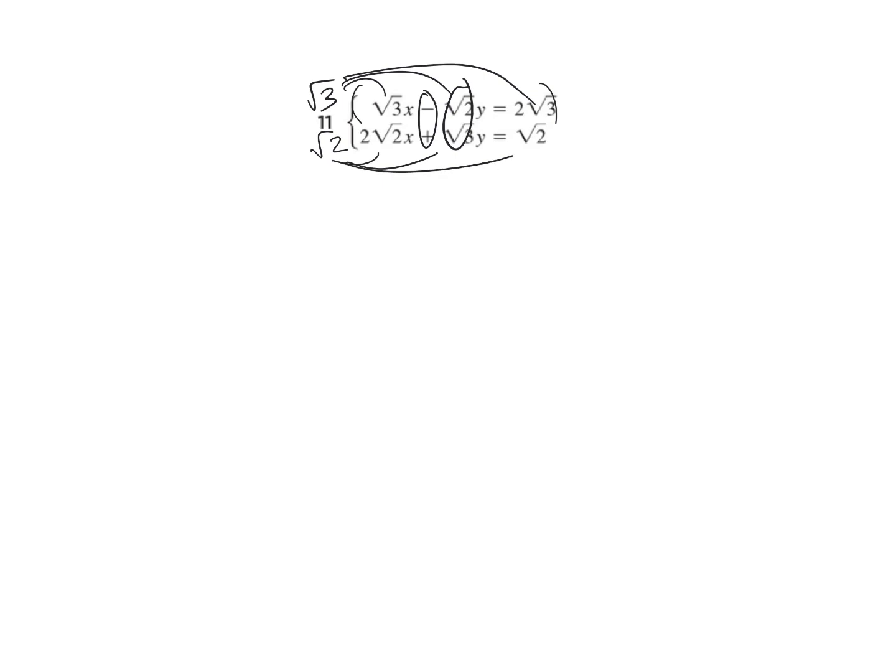Square root of 3 times the square root of 3 is 3. And that becomes the square root of 6y. And 2 times 3 is going to be 6. On the bottom, that's going to be 4x, 2 times 2. And that's going to be the square root of 6y. And that'll be 2.